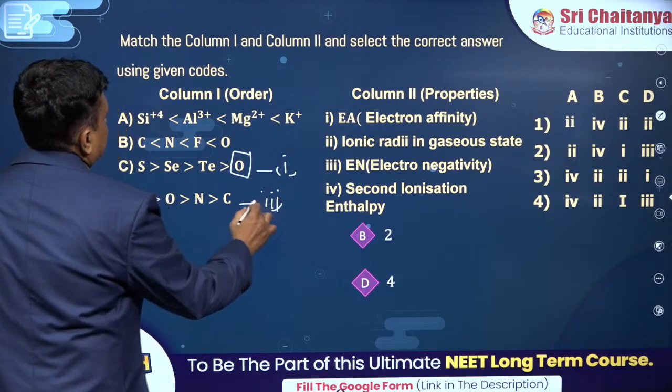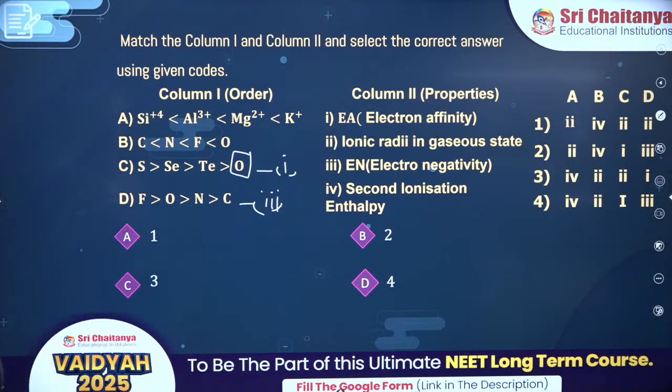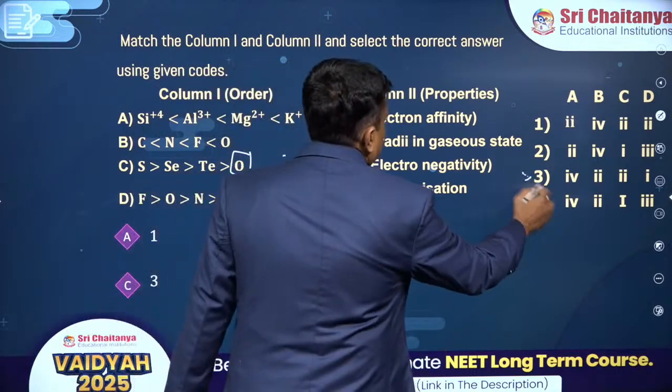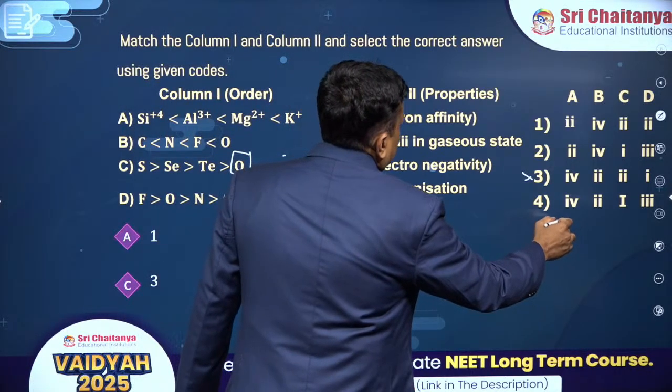So the fight is between the first two, right? So you can see when we are talking about the ionic radii in the gaseous state, who will give the right answer? 2. What do you mean by 2? Matching. Yeah, you can see C is 1. Yes, these two are ruled out anyways. So D is 3. So these two are ruled out. No. So what are ruled out?